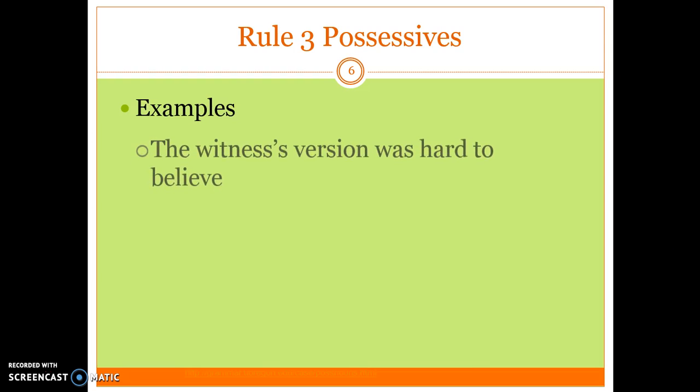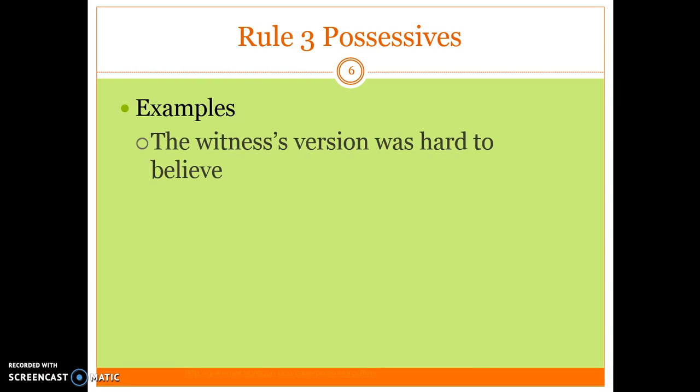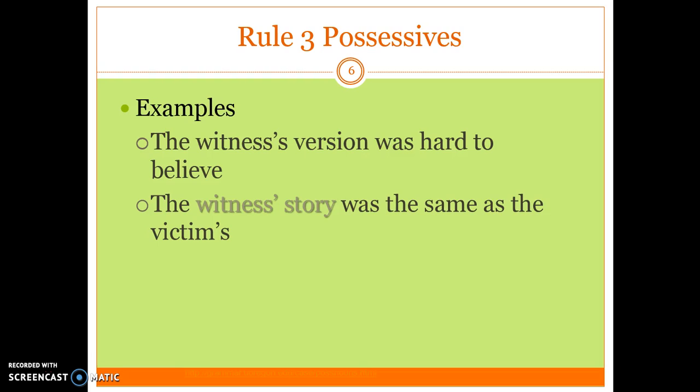Here are the examples. The witness's version was hard to believe. Witness ends in the S. We show possession by putting the apostrophe S. Then we go on with our sentence. Now here's an exception to putting the apostrophe S there. The witness' story was the same as the victim's. So after the word witness that ends in the S, you have a word that begins with an S, story. So that way you don't add the S after the apostrophe in witness.